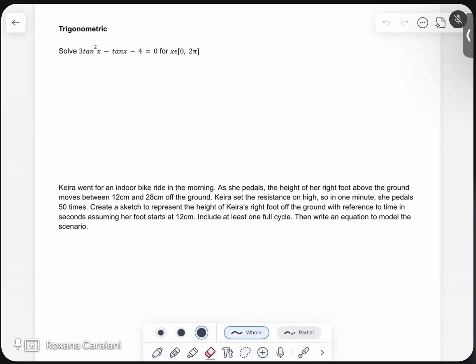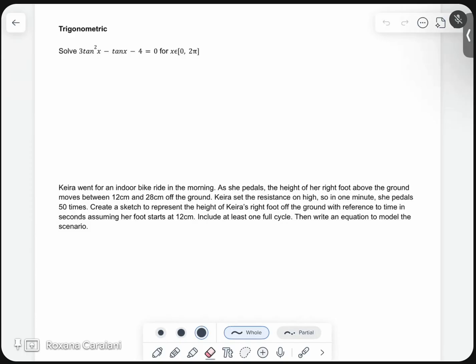Alrighty, I think we will begin. So, final exam review day today, and it's going to be a trig focus. So, we're going to start with a trig equation.